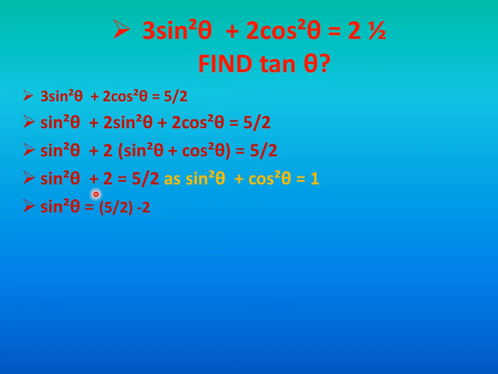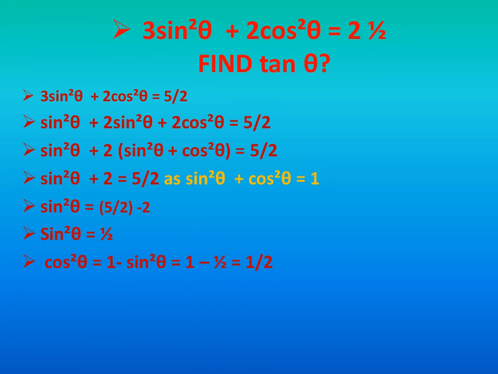Here we have shifted this 2 to the right hand side, so 5 by 2 minus 2. From this we get sine square theta is equal to 1 by 2. We have solved this 5 by 2 minus 2, so 5 by 2 minus 2 is 1 by 2. So 2 and 2 get cancelled and we are left with half.